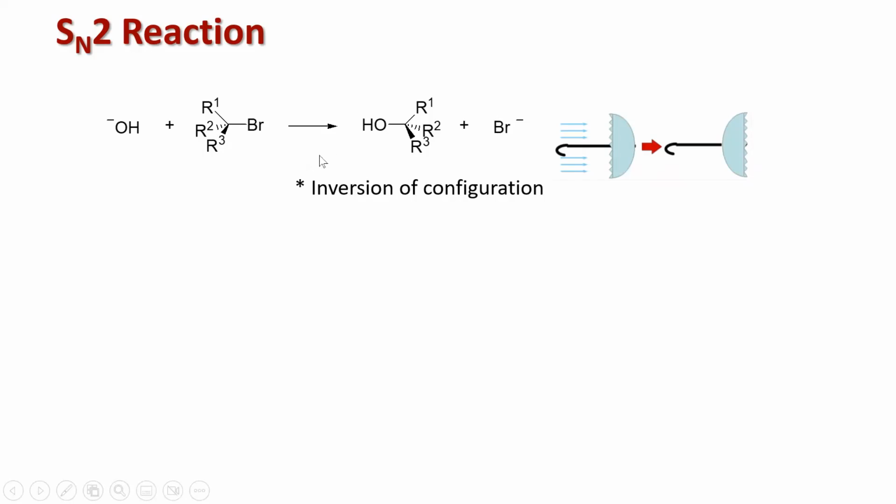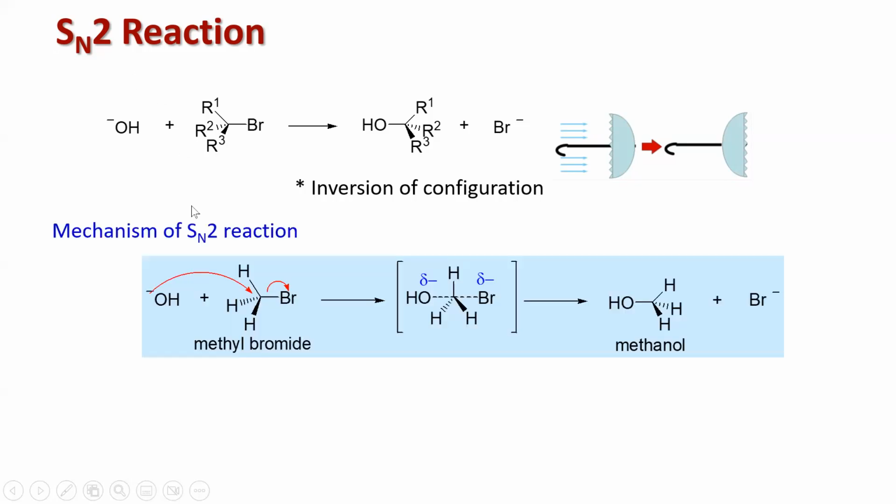Now you have learned your stereochemistry, and you know what will happen when the configuration is inverted, right? If the original molecule is R here, after the reaction, it will become S if something like this happens, right? So inversion of configuration has taken place in this SN2 reaction, right? So if you look at the mechanism of this reaction, the pathway it takes, it can be indicated like this.